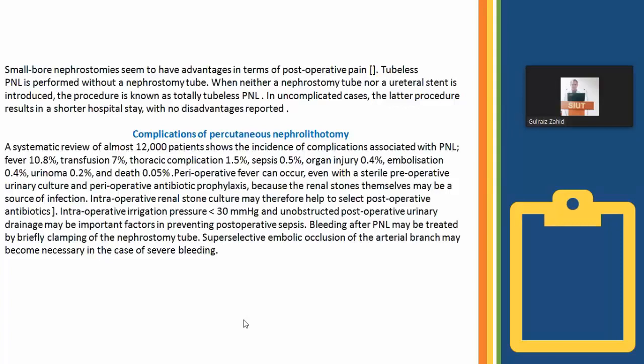antibiotic prophylaxis because the renal stones themselves may be a source of infection. Intraoperative renal stone culture may therefore help to select post-operative antibiotics. Intraoperative irrigation pressure less than 30 mmHg and unobstructed post-operative urinary drainage may be important factors in preventing post-operative sepsis. Bleeding after PNL may be treated by briefly clamping the nephrostomy tube. Superselective embolic occlusion of the arterial branch may become necessary in the case of severe bleeding.